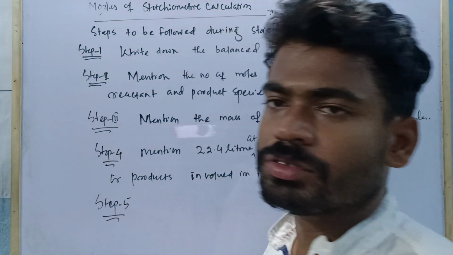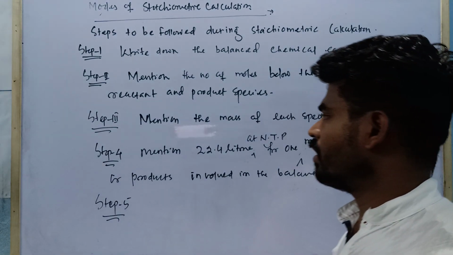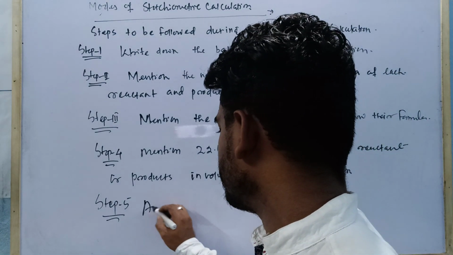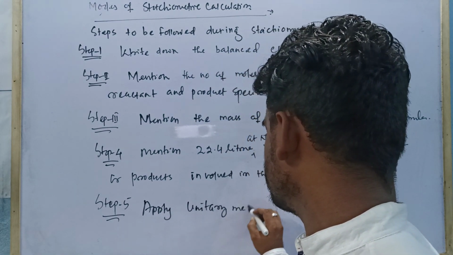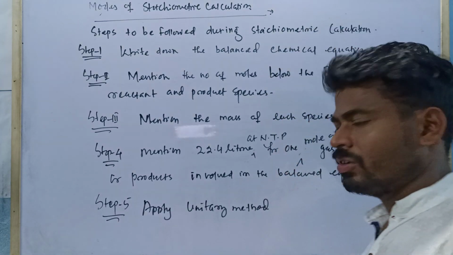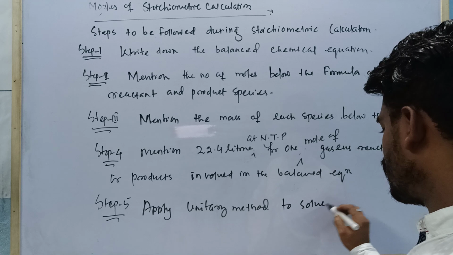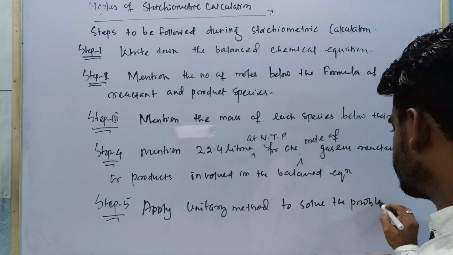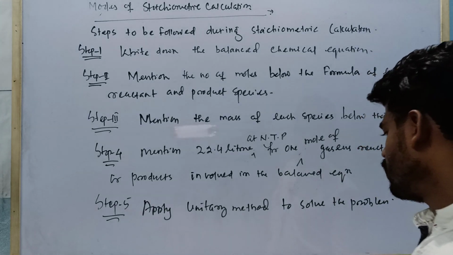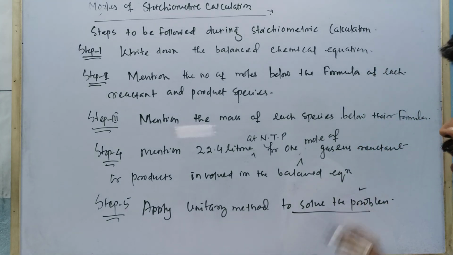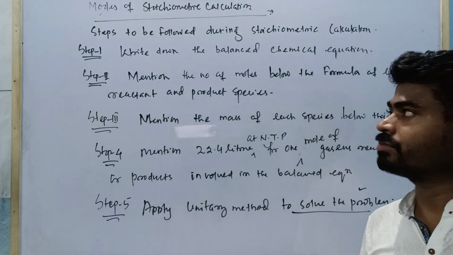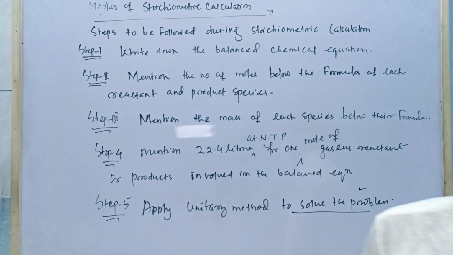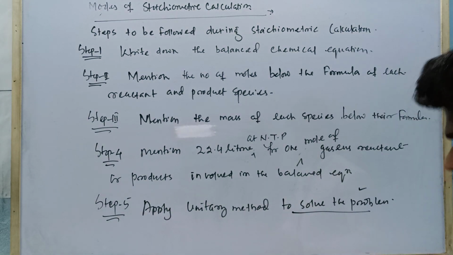No need to remember all these steps we should follow during numerical. Okay, during our calculation, apply unitary method to solve the problem, or apply unitary method for calculation. Okay, so these are the different steps we should follow during stoichiometric calculation. Okay, so let us discuss different mode of calculation step by step. Clear? Okay.